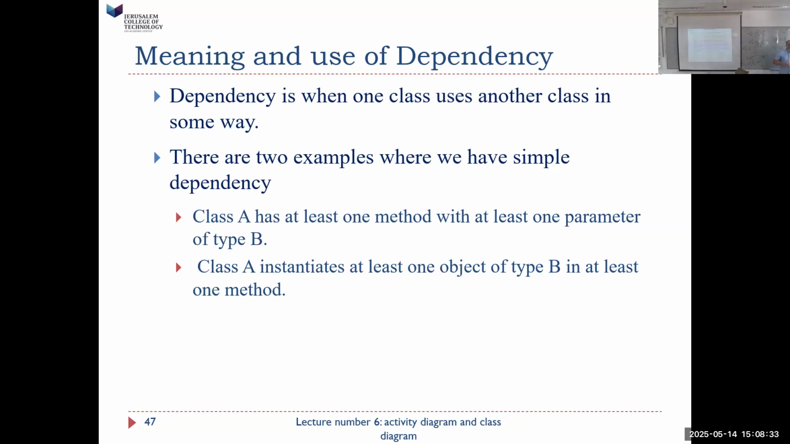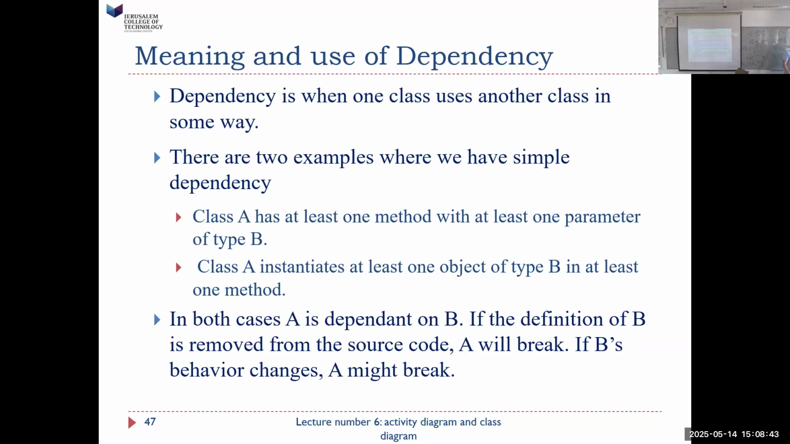So basically, either it's in a function's parameter list, or an instance is declared within the function. In both cases, A is dependent on B, because you can't have A without B. If I delete B from my code base, then A would break. If the definition of B is removed from the source code, A will break. If B's behavior changes, A might also break. I'm dependent on it, I want to use a certain aspect of it.